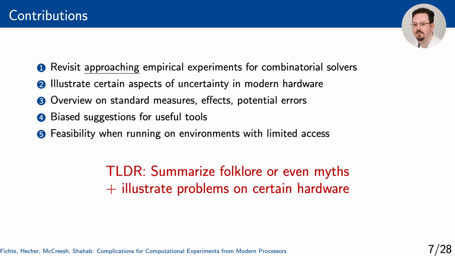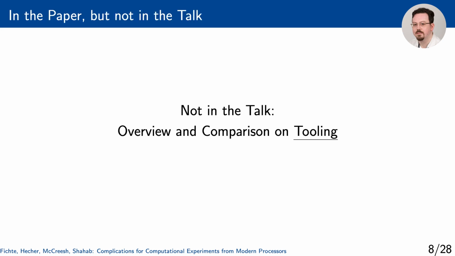In particular, we're not saying that everybody needs to run perfect experiments all the time. What we're saying is, if you're in a situation where you don't have access to a carefully calibrated experimental setup, then you should be aware of how large the errors can be and how this limits what type of experiments you can carry out. And in the paper, but not in this talk, we also give an overview and comparison of some of the tools that people use to run computational experiments.